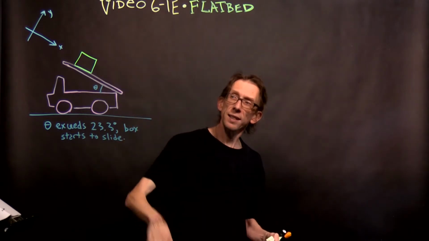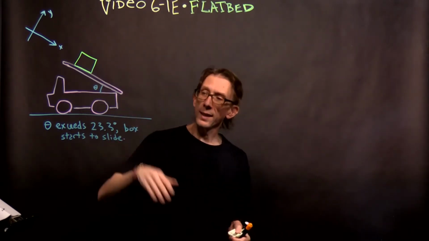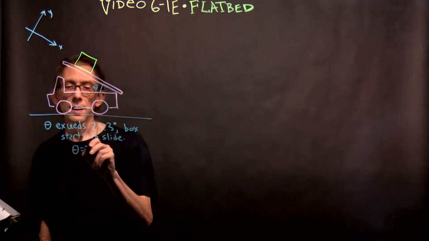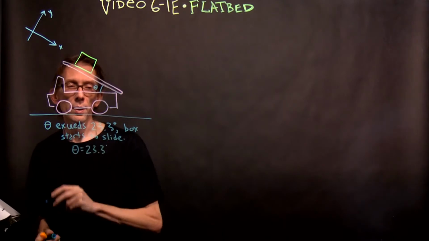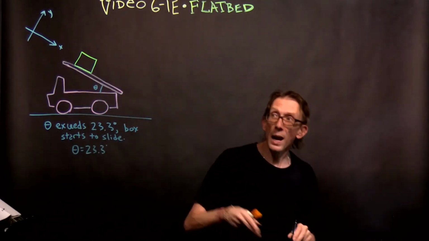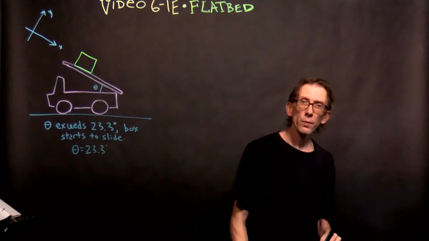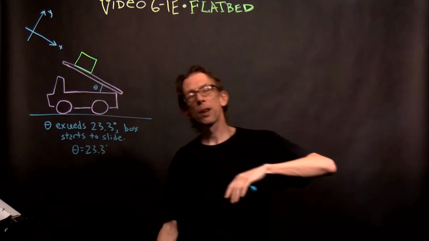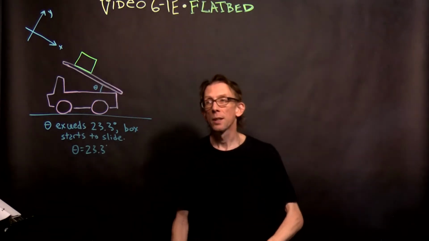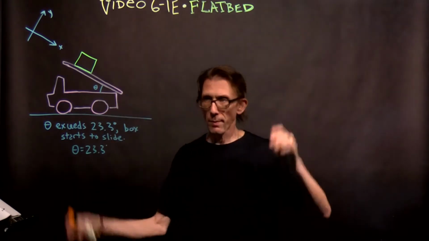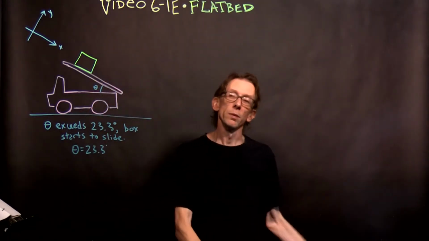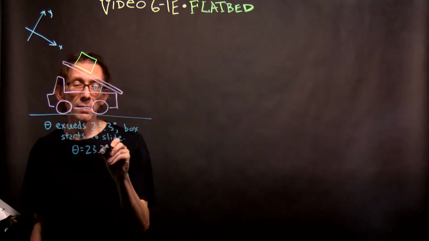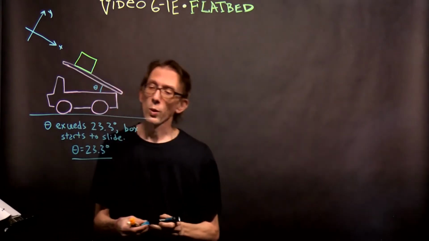So right here, let's say the situation we've got is that theta is actually at that critical angle. So let's say that theta is actually 23.3 degrees. The box is not moving. If we go beyond that, if the guy who operates the truck just barely touches the lifter, or whatever the button is that makes it go, the box will start to move. Okay, so the situation we have here is the box is not moving. This is a static friction case. Angle is 23.3.